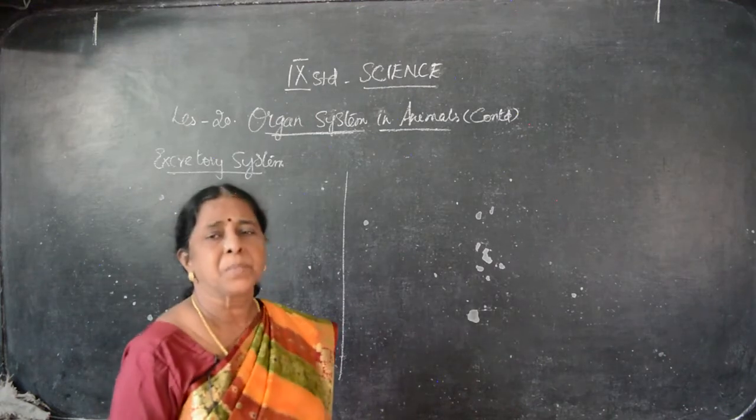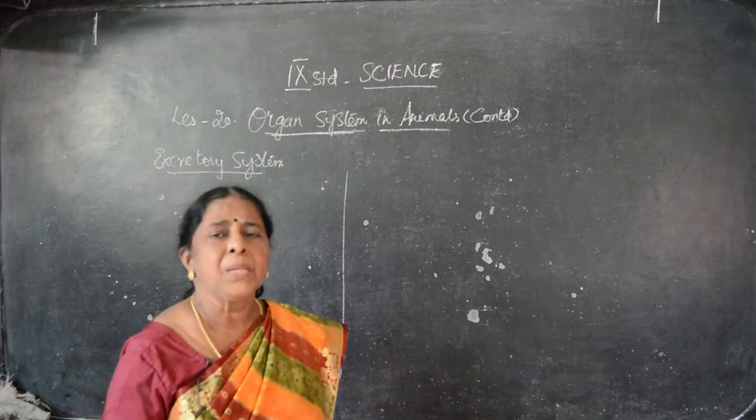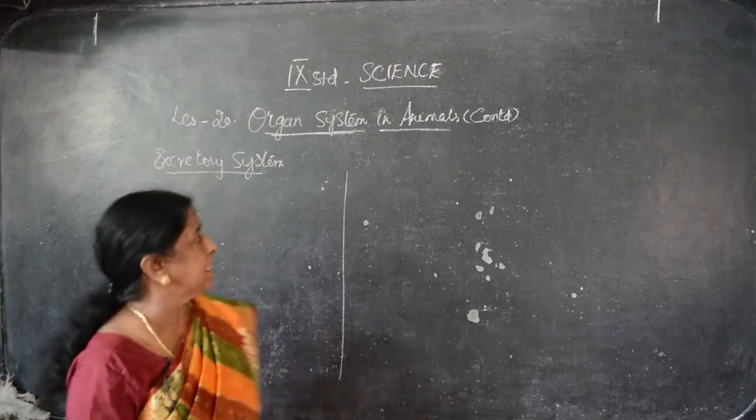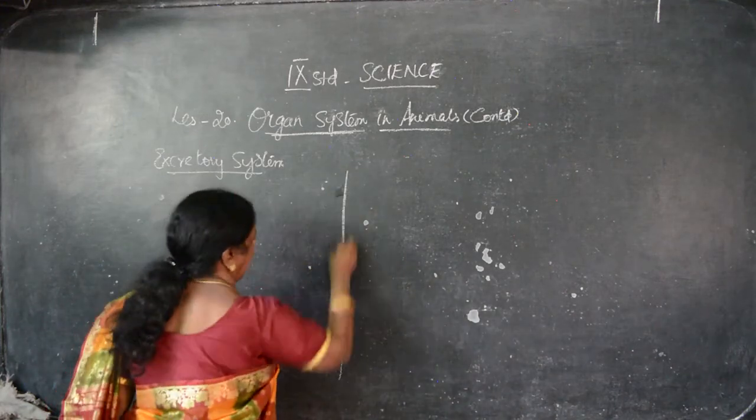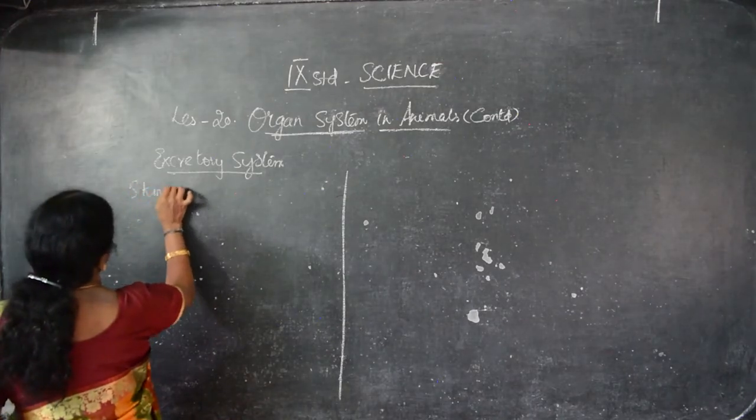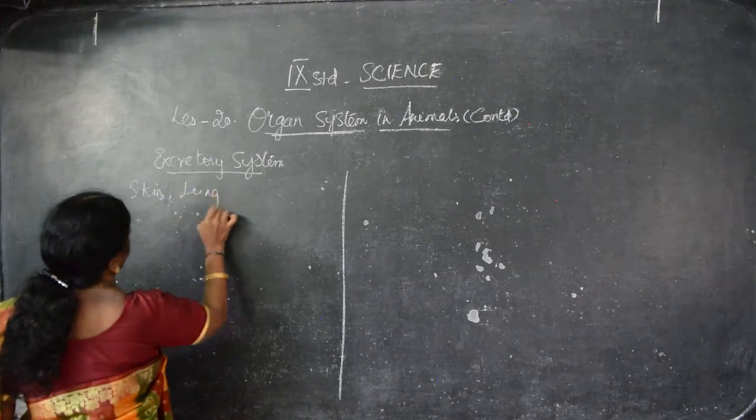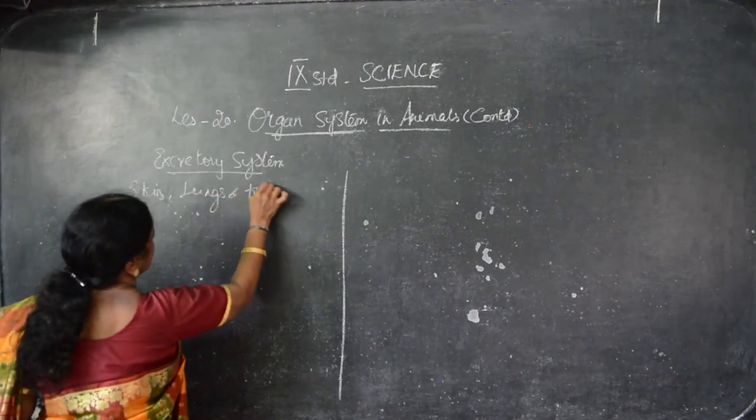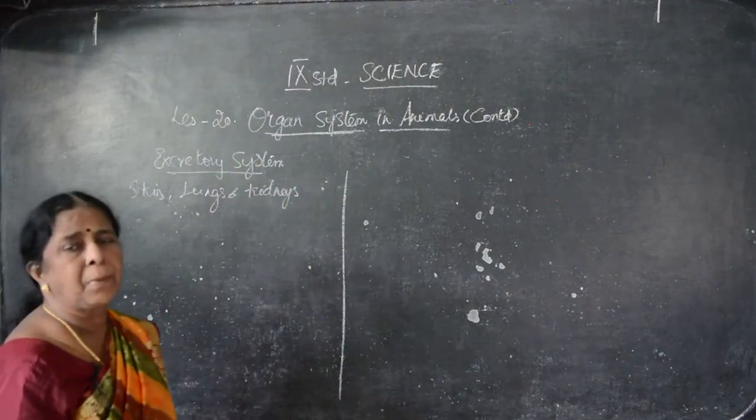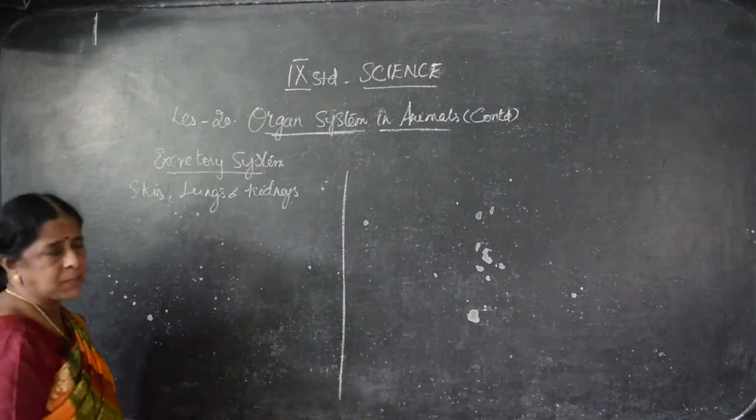There are three parts in the excretory system. The main one is the kidney. Then apart from that, skin and lungs. First we'll see the skin. What are the excretory parts? Skin, lungs, and then kidneys. Kidneys play a major part in excreting the waste material from our body, and skin and lungs also support.